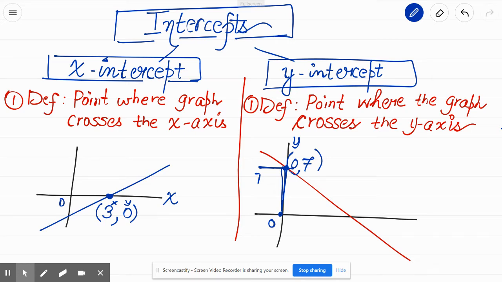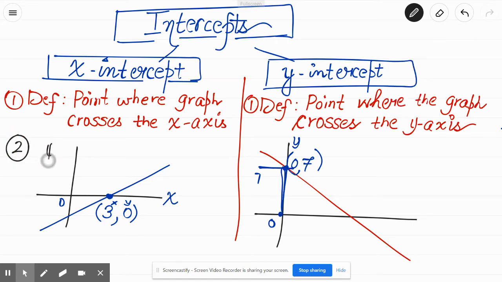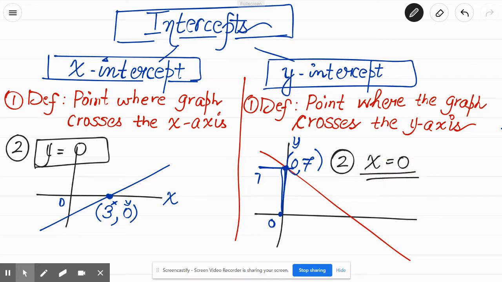All right, there's something really important to remember here: for x-intercept, the value of y was 0. So for x-intercept, y is 0, and for the y-intercept, x is 0. That's something very important to remember because you could get questions where you have to calculate the intercept of the function.